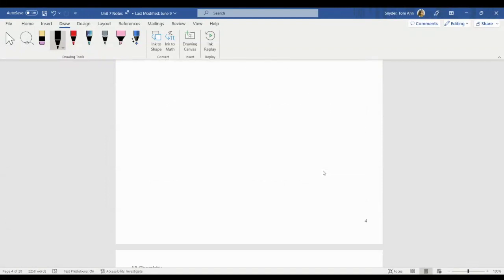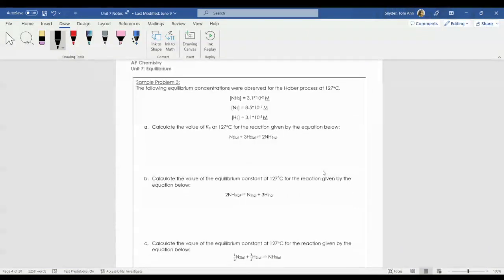So let's use this information and do sample problem 3. We're going to write equilibrium constant expressions for each of these individual reactions, and then we're going to calculate the value for the equilibrium constant. So let's first write the equilibrium constant expression for this reaction. The value of Kc is equal to, I have ammonia raised to the 2nd power over my nitrogen to the 1st power and my hydrogen raised to the 3rd power.